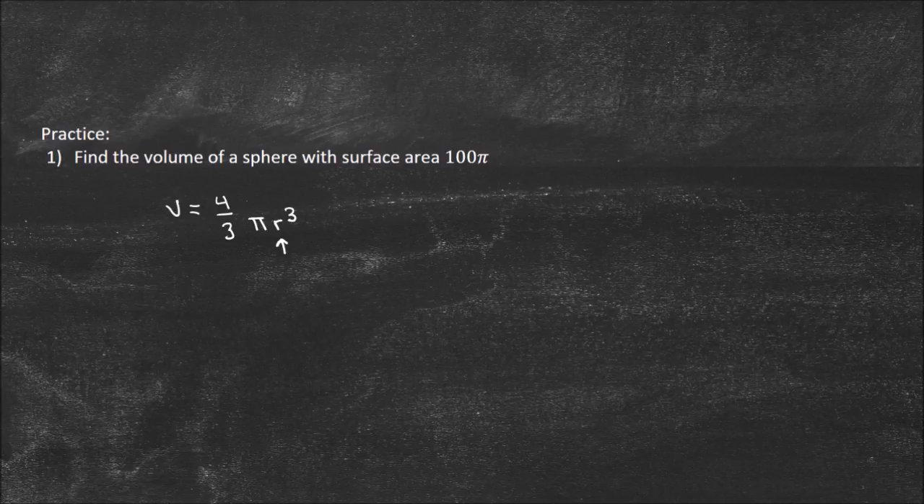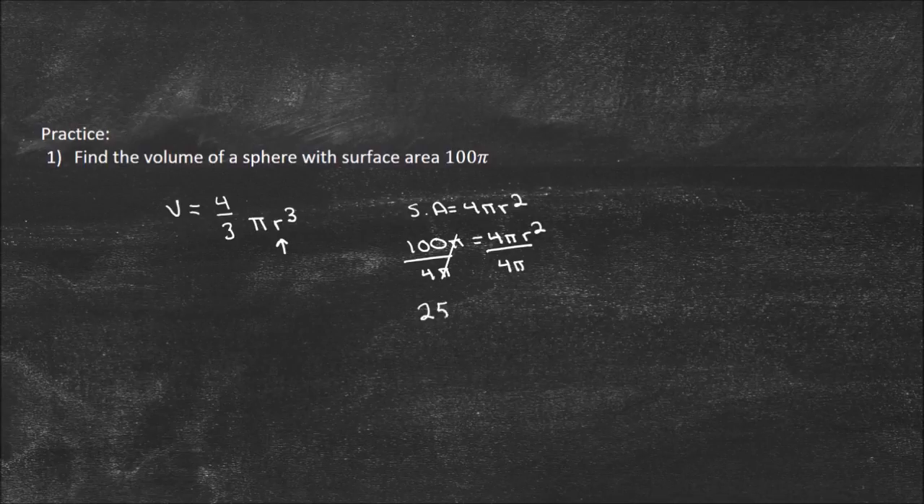If the surface area is 100 pi, I know my surface area formula equals 4 times the area of a circle, so 4 pi r squared. That means I have 100 pi equals 4 pi times r squared. This will help me find the radius. So divide by 4 pi. The pi's cancel, and 100 divided by 4 is 25, so 25 equals r squared. R must be 5. Now that I've found r, I just need to plug it into my volume formula, and I should be good to go.